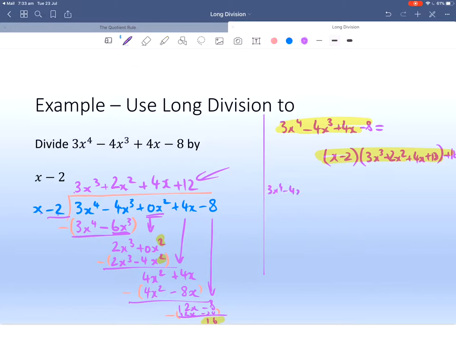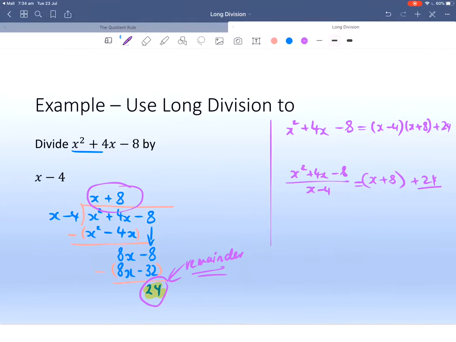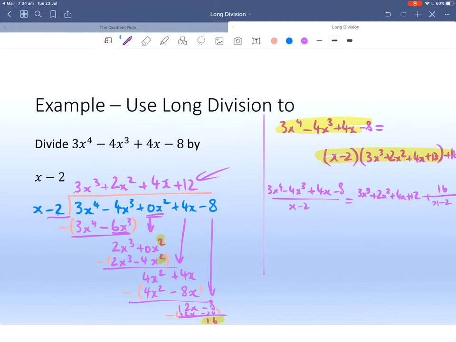So that is equal to that, or we could write it like this: 3x to the 4 minus 4x cubed plus 4x minus 8 over x minus 2 is equal to the top bit, 3x cubed plus 2x squared plus 4x plus 12 plus 16 over x minus 2. Okay. Now, I feel like I didn't do that in the other one. It's not plus 24, it's over x minus 4. Because what happens is that we've actually divided through in this notation here already.